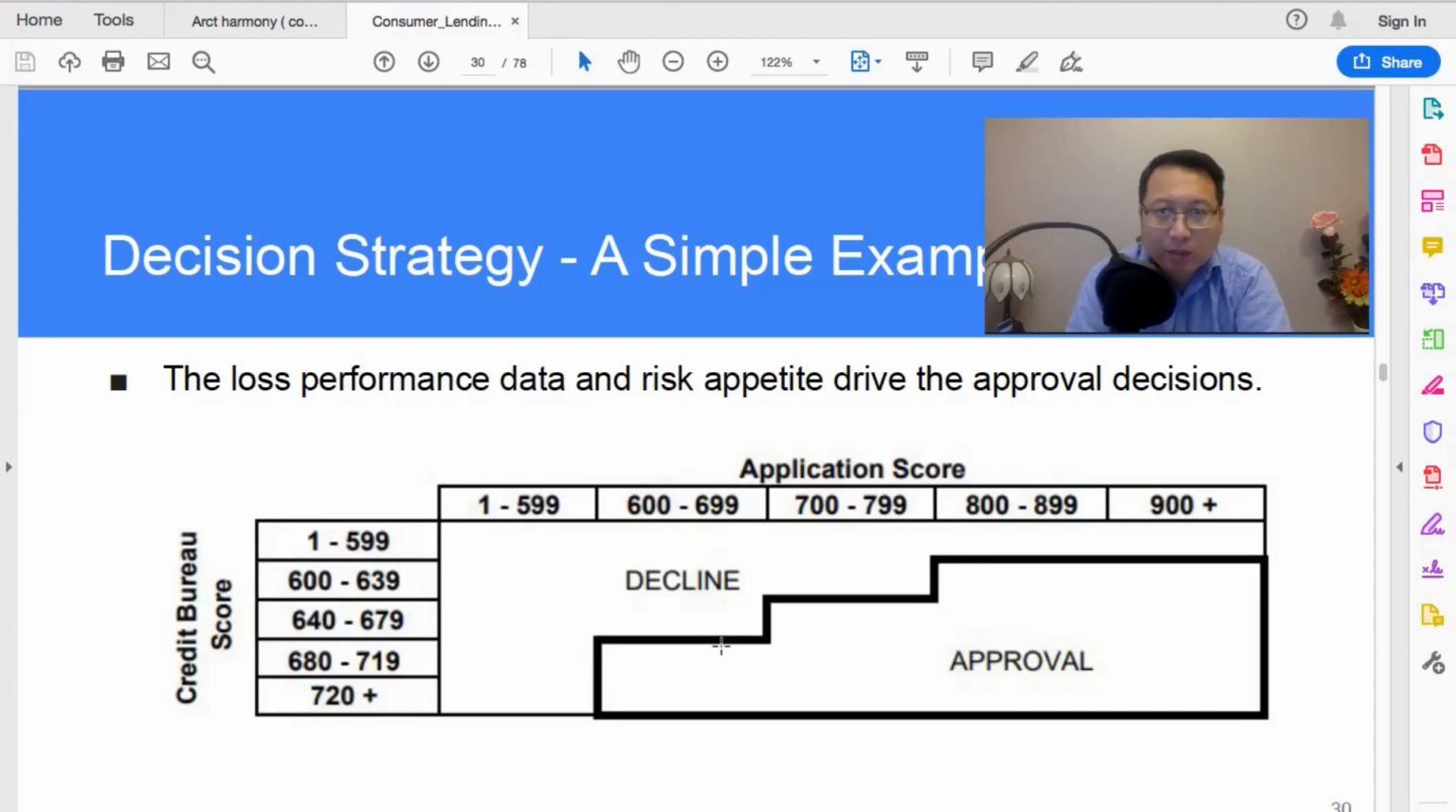And once you have a strategy, you deliver it to the credit system team. They will code it in the specific credit decision engine. Okay, so essentially at the end, behind the scenes, these are translated into a lot of if-else statements, right? Okay, so this is the example of how we use loss performance and the risk appetite to drive the approval decline decisions.